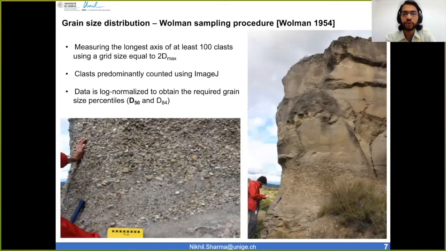For the grain size distribution, we use the Wolman sampling procedure, where we measure at least 100 clasts for their longest axis. And we have predominantly done this using ImageJ, an image analysis software. So in the field, we would take pictures of conglomerates or the gravel at the bottom of the channel, and then have a virtual grid overlaid on it, and then do point counting to obtain the median grain size or the required grain size percentiles.